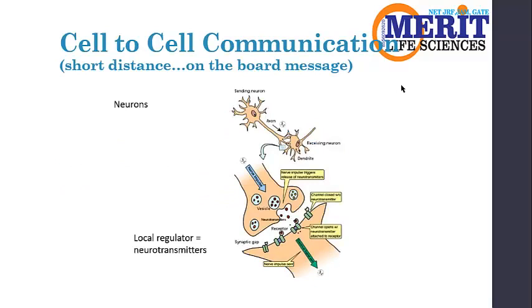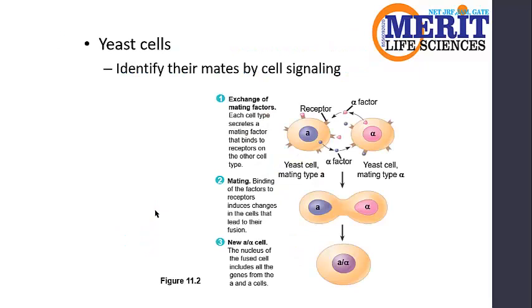on the board, a message there is, neurons are releasing certain chemicals locally, and that's why they are called the local regulators, neurotransmitters. Okay, and of course you are aware of the neuron structure: sending neuron, axon and dendritic cells, and then there is a release of certain neurotransmitter.